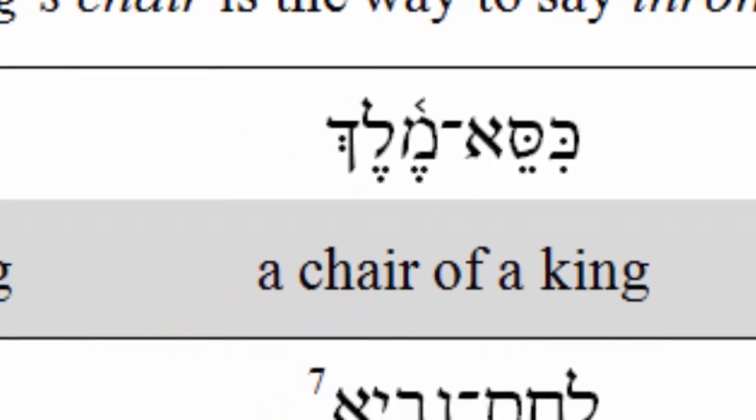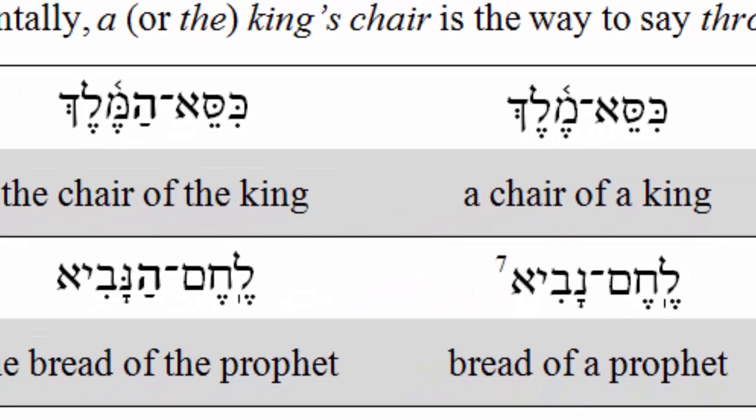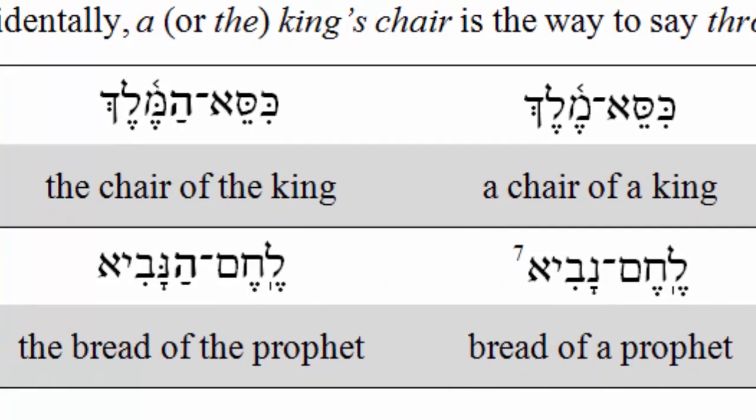Suppose, though, instead of just generally referring to a king's chair or a chair of a king, you wanted to refer to a particular king's chair, the king's chair. The way to do that in Hebrew is to prefix the possessor, that's the last element in this string of words, prefix that with the article. So we would say kiseh ha-melech. This means the chair of the king or the king's chair.